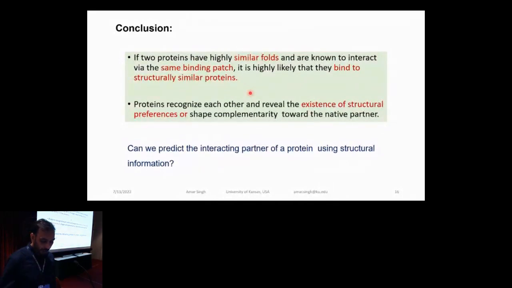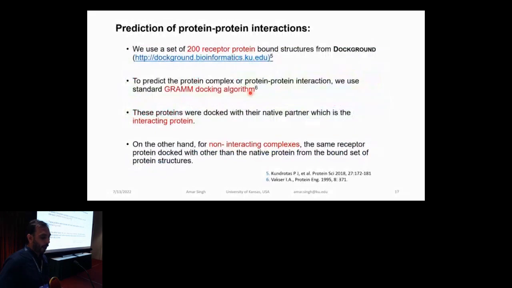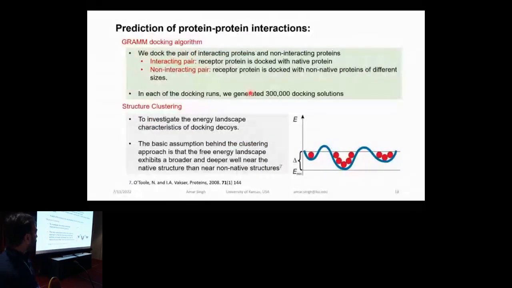To investigate that, we do protein-protein docking. We pick different receptor proteins and dock them to a native interacting partner and cross-dock with different other proteins that are not interacting with that receptor. And for docking, we use our in-house GRAMM docking software, docking algorithm.